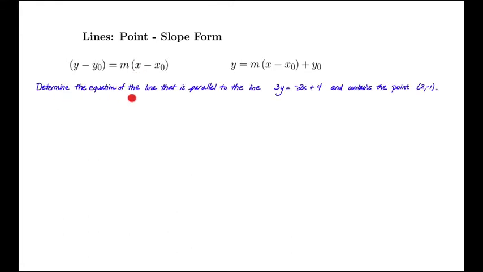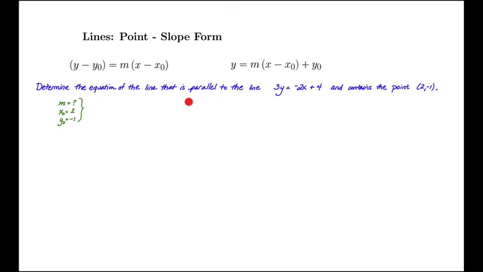Let's determine the equation of a line that is parallel to a given line, 3y equals minus 2x plus 4, and containing a point 2, minus 1. So the x naught and the y naught value are easy to determine from this problem statement, and we'll have to do a little bit more work to find our slope. So let me indicate that here.